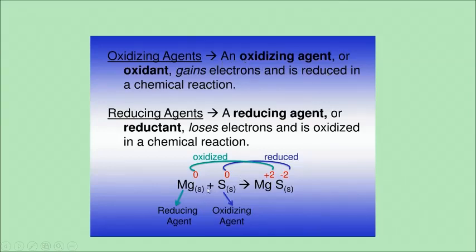You can see the example here: Mg plus sulfur giving magnesium sulfide. Magnesium is getting converted into MgS. Look at the loss or gain of electrons. Magnesium, which had 12 electrons, becomes Mg2+. That means 2 electrons have been lost, and that loss is the oxidation part. So magnesium acts as the reducing agent.